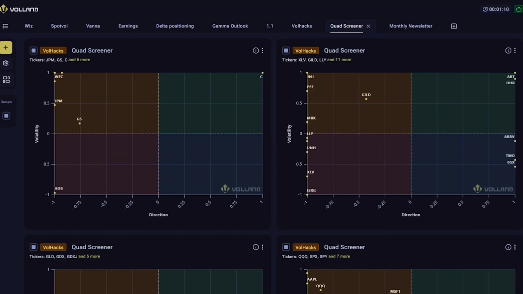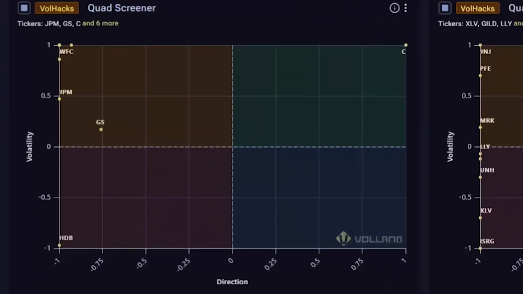This video discusses the first Volland widget called the quad screener. The quad screener is designed to show how the current dealer positioning would impact movement for any of our hundreds of equities in a simple, readable manner. This is the quad screener.